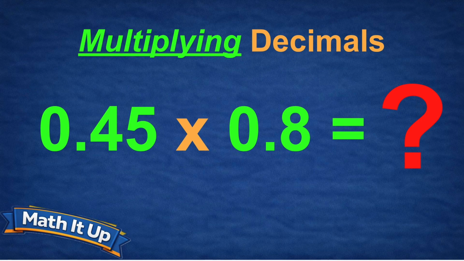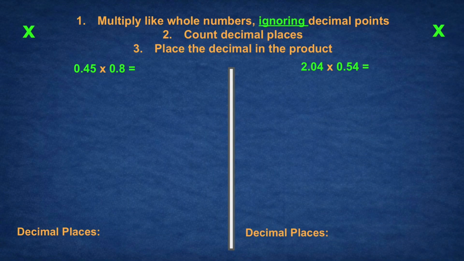In this video, we're going to talk about how to multiply decimals. Now, multiplying decimals has very different rules than adding and subtracting decimals. Okay, we've got three simple steps here. First thing we're going to do is multiply these numbers as if they're whole numbers. So we're just going to ignore the decimal points.